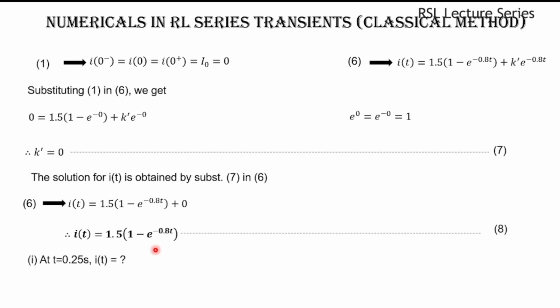Okay, I of t. So now we have to find out the value of I of t at t is equal to 0.25 seconds. So we can substitute t is equal to 0.25 in the 8th equation. So I of t is equal to 1.5 into 1 minus e power minus 0.8 into 0.25. So on simplification we will get 0.2719 ampere.